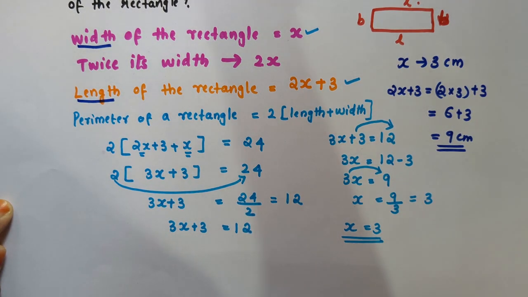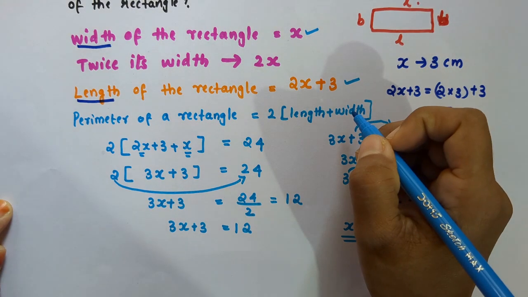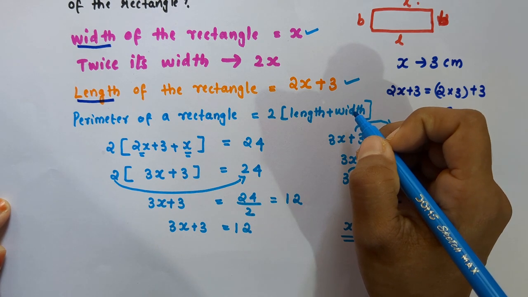So, in this video, we have discussed the 7 questions from exercise set 2.2, which is given on NCERT page number 21, chapter Introduction to Linear Polynomials.